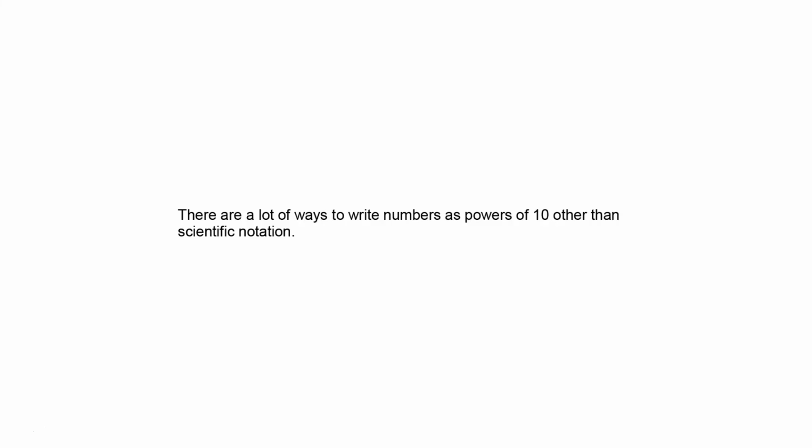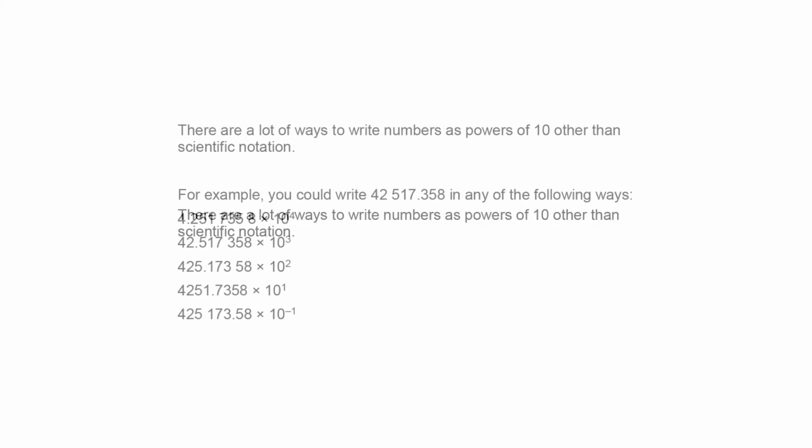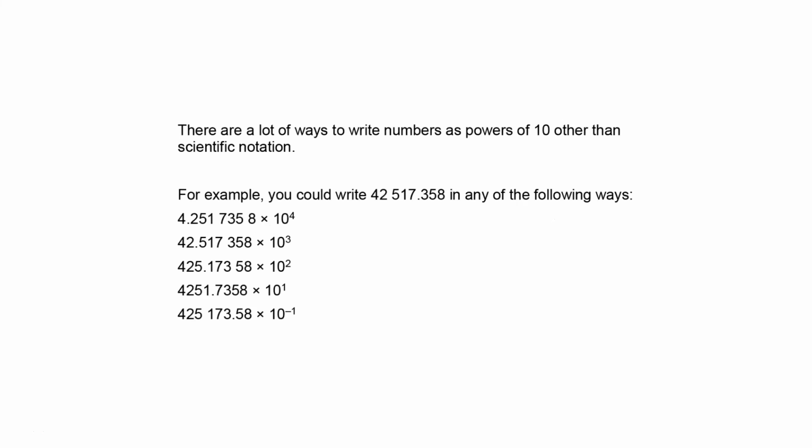There are a lot of ways to write numbers as powers of 10 other than scientific notation. For example, you could write 42,517.358 in any of the following ways. You can see the only difference is the position of the decimal in each one shifts, and as a consequence, the size of the exponent also changes. Typically, we're going to work in scientific notation because that's usually the easiest number to work with.